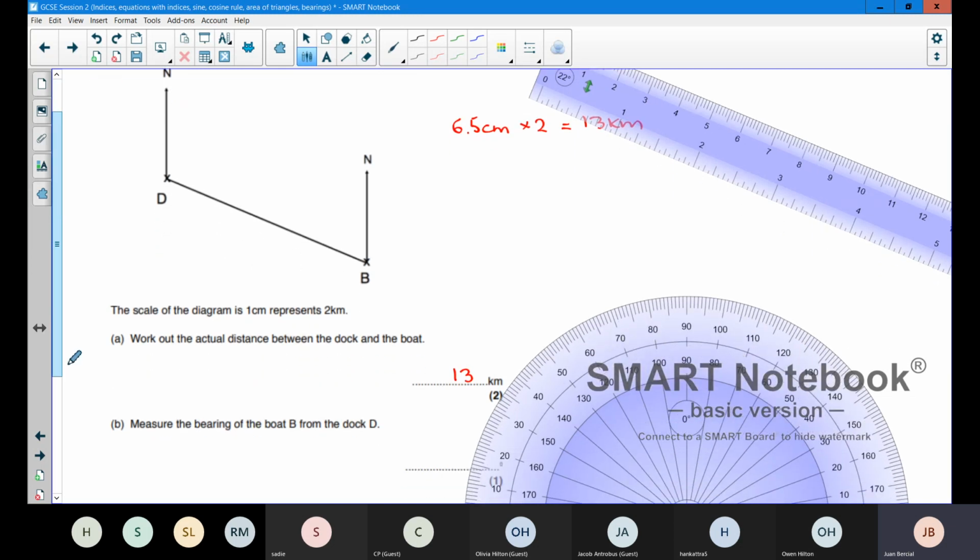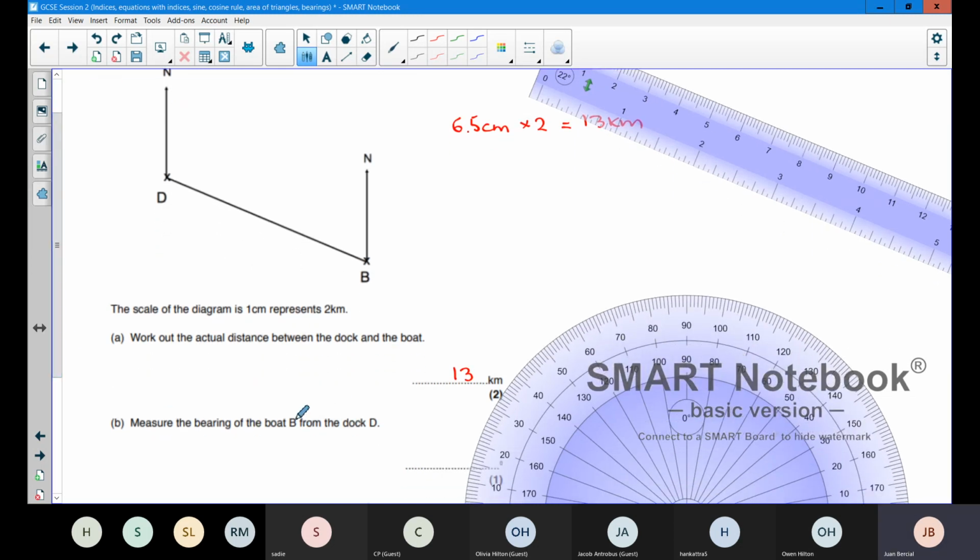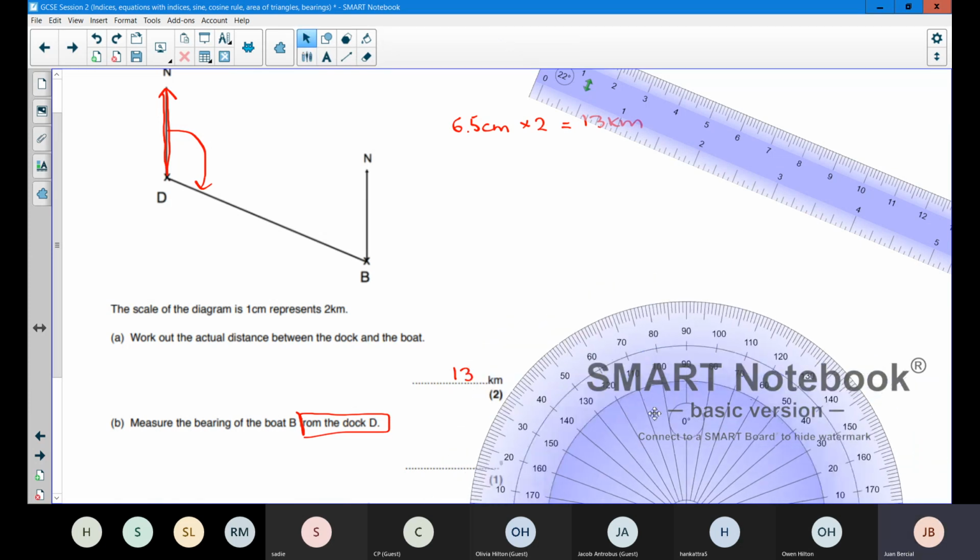And then the bearing. Measure the bearing of the boat B from dock D. If it's asking me from the dock D, from means that this is where the arrow is. So my arrow is in there. I need to measure this angle. D is the arrow. So I just get my protractor.